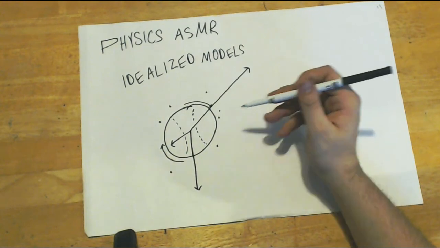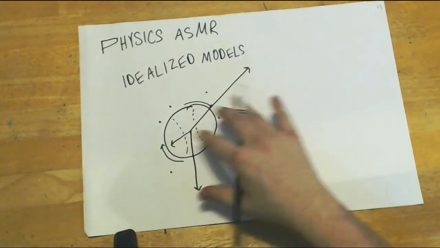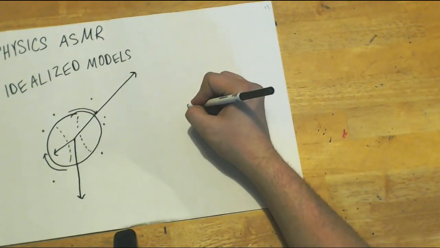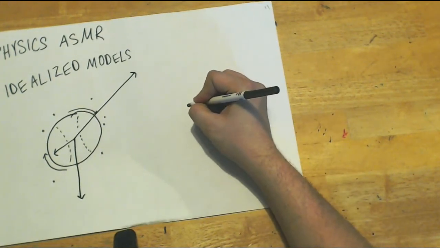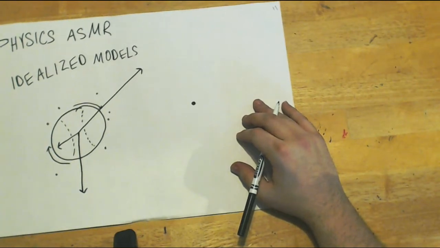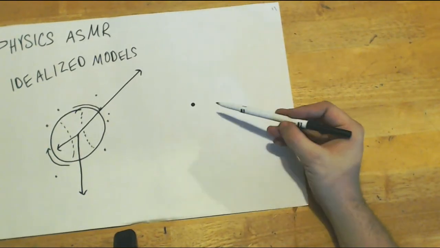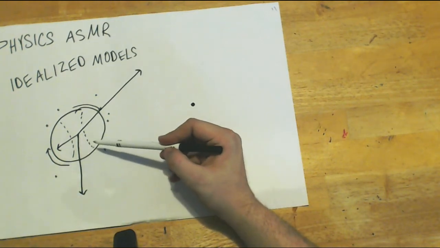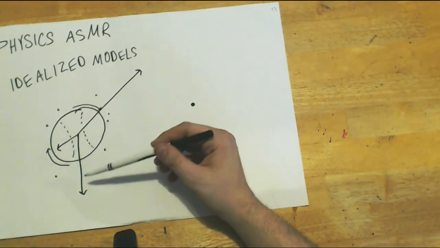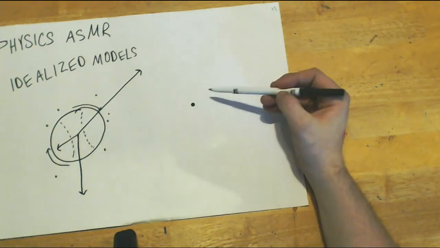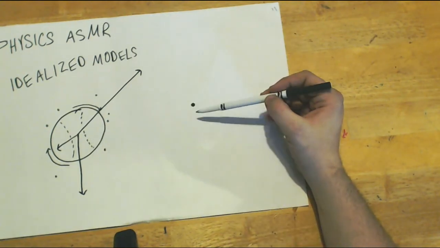And so we decide instead to get rid of a lot of this stuff, and instead we're going to treat the baseball as a single point. The point represents the baseball's center of mass. This is an ideal version of the baseball. We don't care about the little bumps on the baseball. We don't care about its shape. We care about one thing, that it's an object that has some mass, and that's this point.